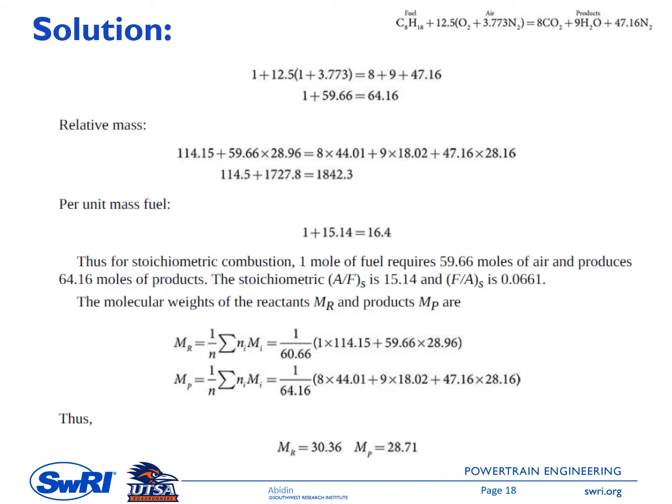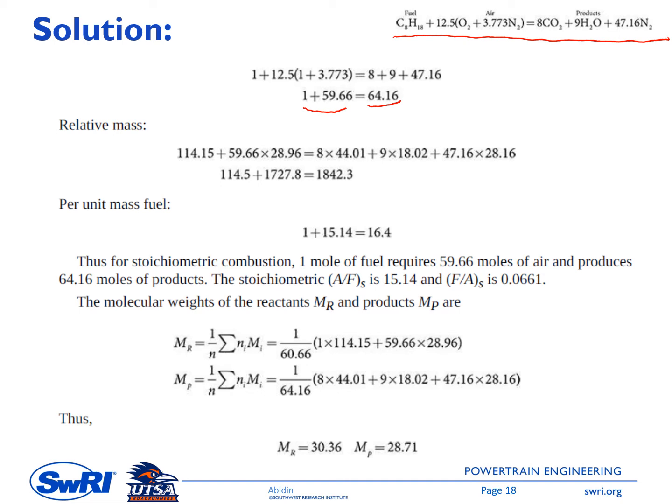The stoichiometric reaction of the isooctane combustion is shown in the top right side. One observation that you can see here is if you sum up the mole number of the reactants and compare it with the mole number of the products, you can see that in the reactants you have 60.66 moles, while in the products you have 64.16 moles.